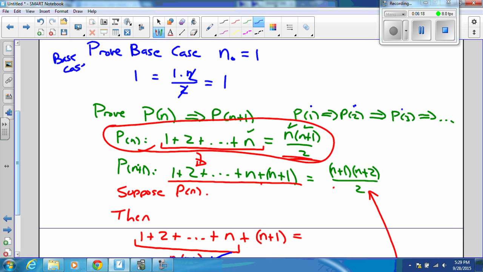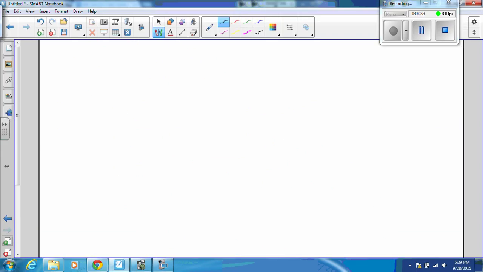So we have base case. We prove it for the smallest value of n that is allowed. And then we have the induction step, in which we prove that P of n implies P of n plus 1. So that's induction. Now, how do we use that to prove power rule? Well, it's actually kind of nice.